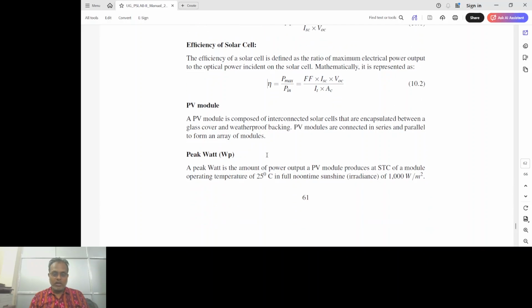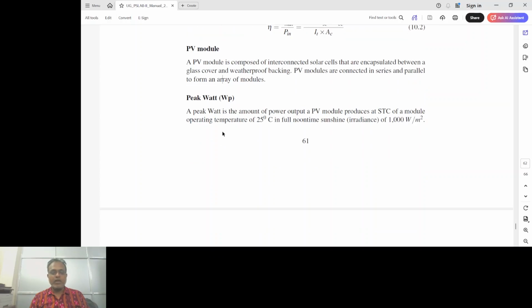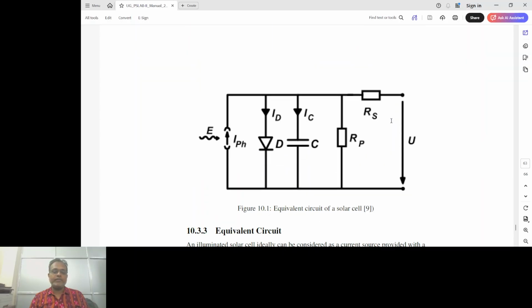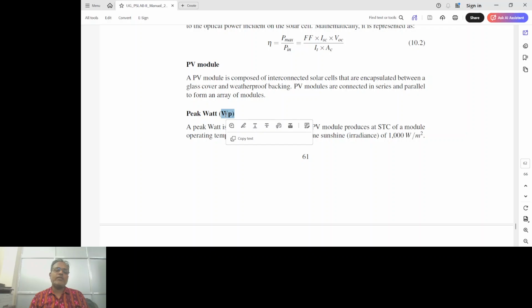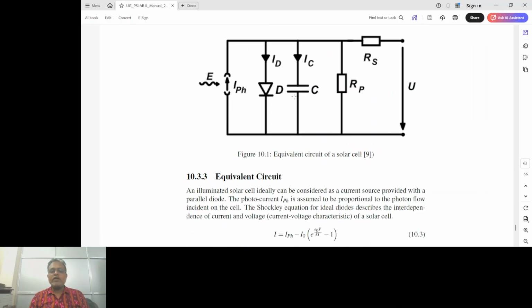What is a PV module? A PV module is composed of interconnected solar cells that are encapsulated between a glass cover and weatherproof backing. PV modules are connected in series and parallel to form PV arrays, and it is generally the PV arrays that we see. Peak watt. A peak watt is the amount of power output a PV module produces at standard conditions of a module operating at 25 degrees centigrade and irradiance of 1000 watt per meter square. That is what you will find as the rating of the solar panel, watt peak, WP. This is the typical equivalent circuit of a solar cell, which I have taken from reference 9.